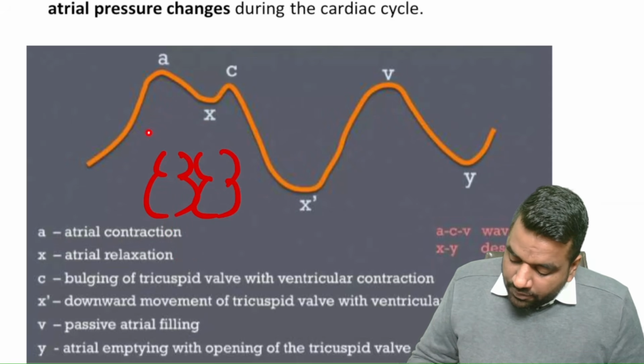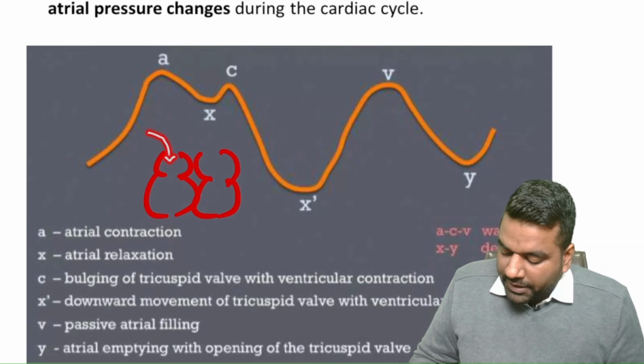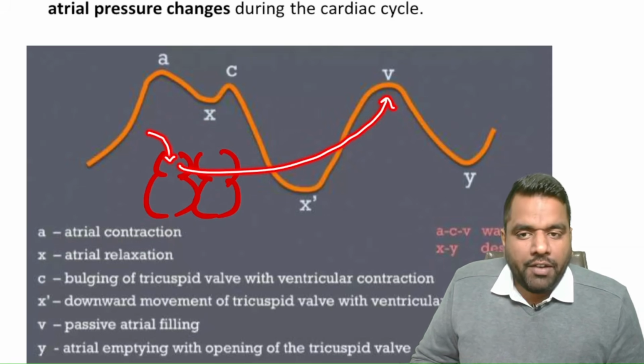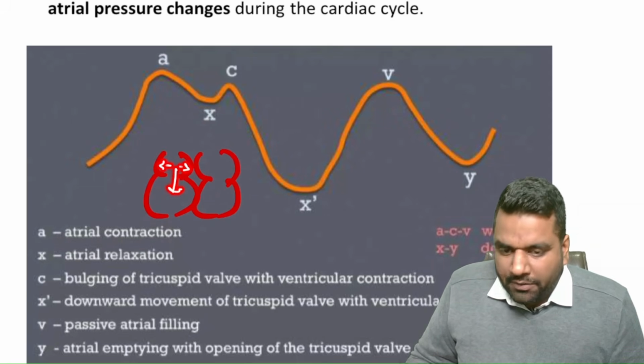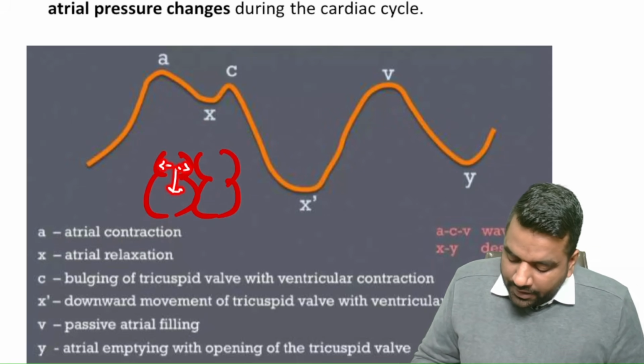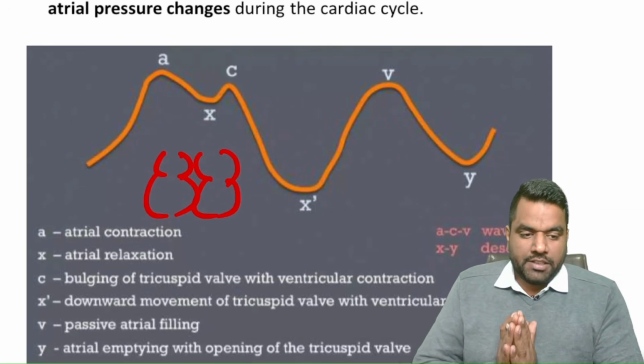Then the central vein will send the blood into the right atria, which will further increase the pressure of the right atria, which is defined by the V wave, and then the right atria is going to be empty. The right atria empties passively, which we call atrial emptying, and this is defined by the Y wave. So these are the normal waves of the JVP.